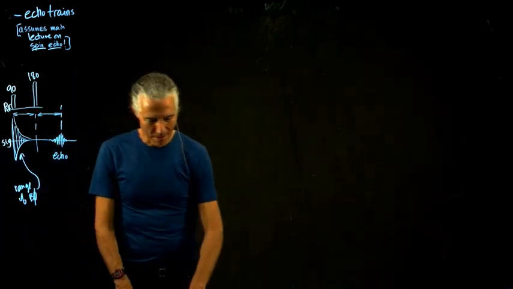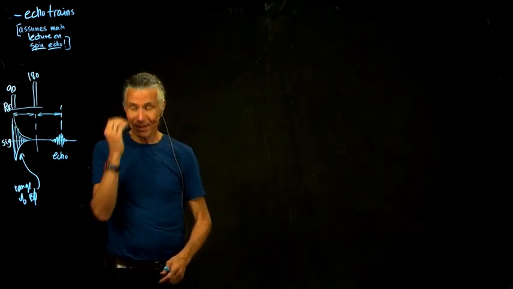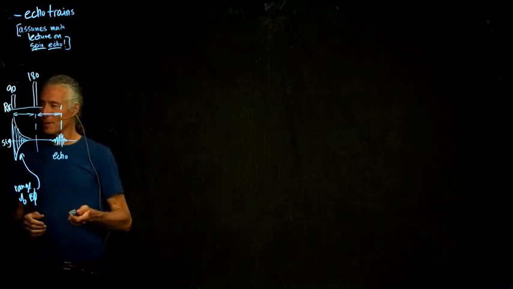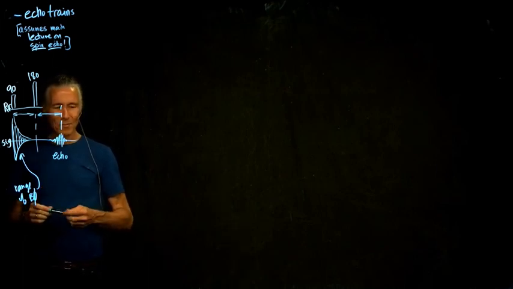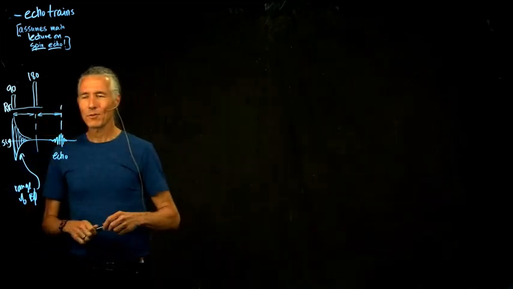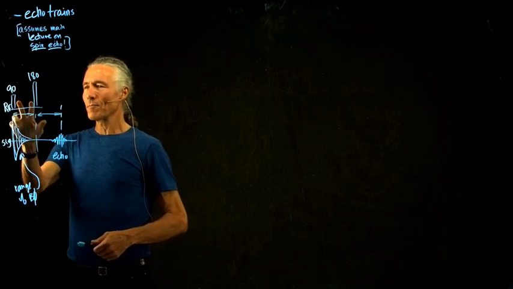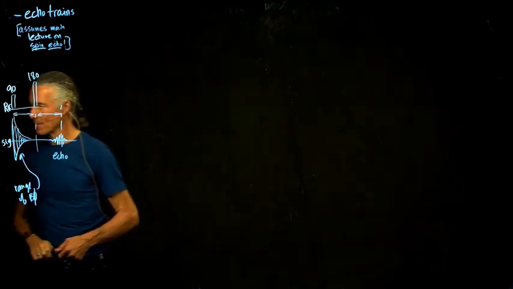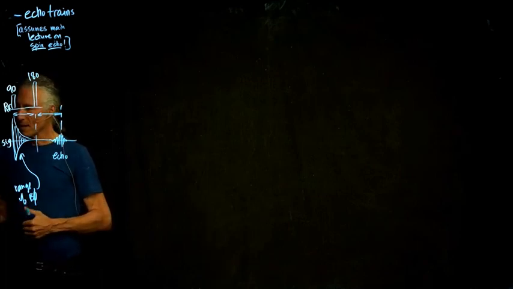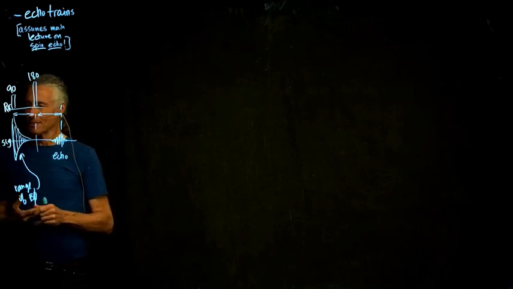Okay, so EchoTrains. What's the simplest case after 2 RF pulses? The next case is 3 RF pulses. If you do 2 RF pulses, you get 1 echo. If you do 3 RF pulses, you get 4 echoes.